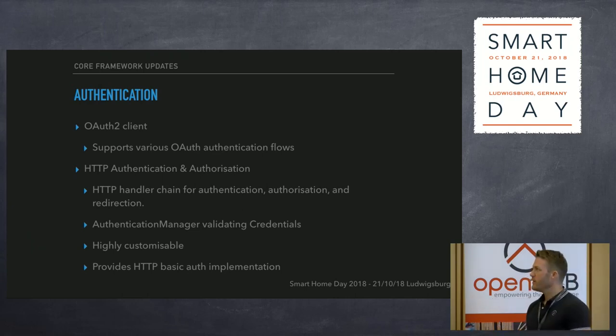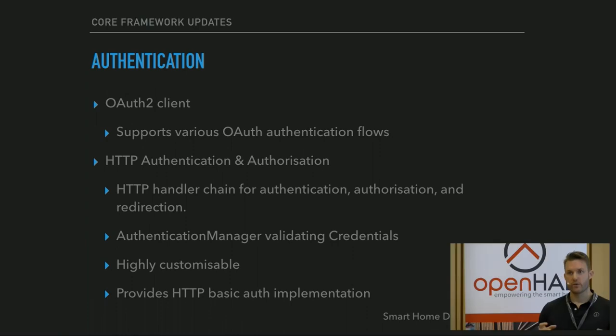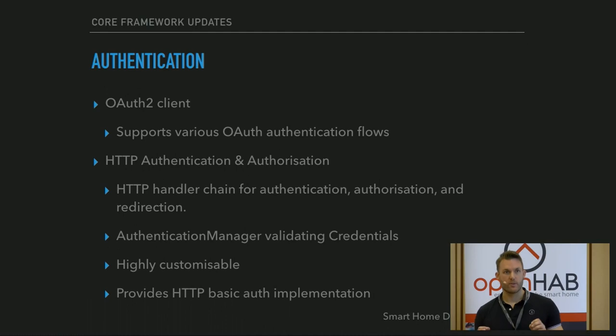Next thing is authentication. We now have an OAuth client available directly in Eclipse Smart Home, and it supports various OAuth flows. I don't want to get into details here, but all the usual suspects are available. Next is the HTTP authentication and authorization. This will bring you a very pluggable and configurable handler chain, wherein a basic implementation for HTTP basic authentication is available, but it's really, really extendable and pluggable, so you can build your own solution on that one.